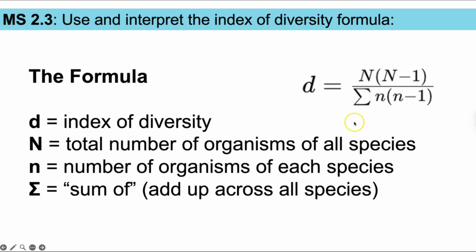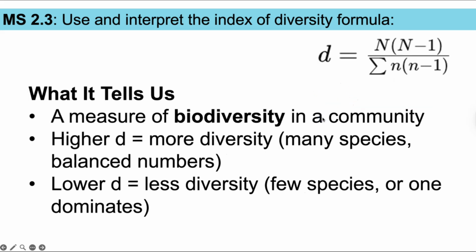Capital N is the total number of organisms, so every living thing in that community. Lowercase n is the number of organisms of just one species, and that's why we have this symbol here, sum of, because this part you have to do for every species in your community, and then you add up all of those for all of your species, and that's normally where people go wrong on this formula. But if we go through some examples.